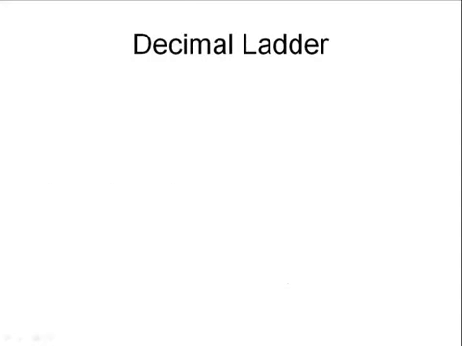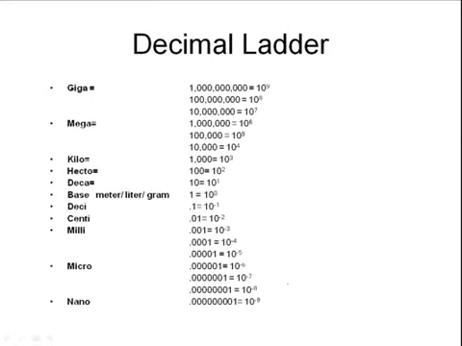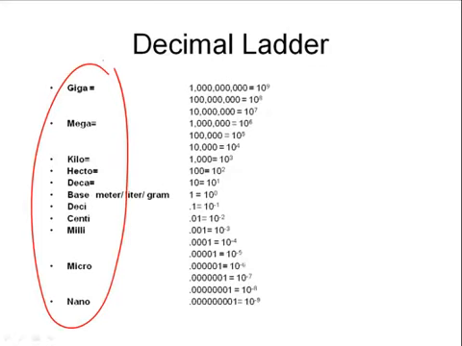Taking a look at the decimal ladder, which I will give to you in class, you need to memorize all these prefixes. Okay? So this goes from times 10 to the 9th, all the way down to times 10 to the -9th. Atoms and molecules use this prefix. So this is how big basically an atom is.